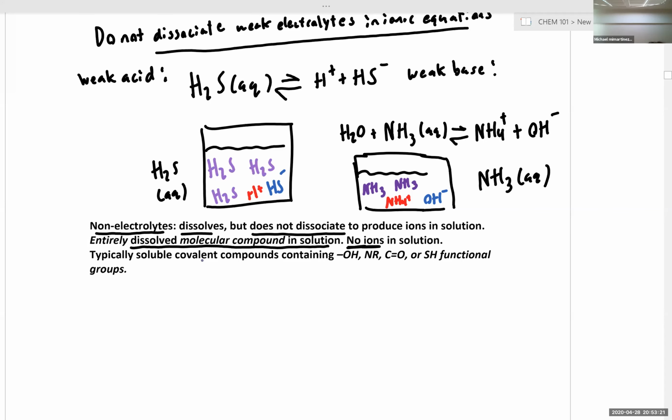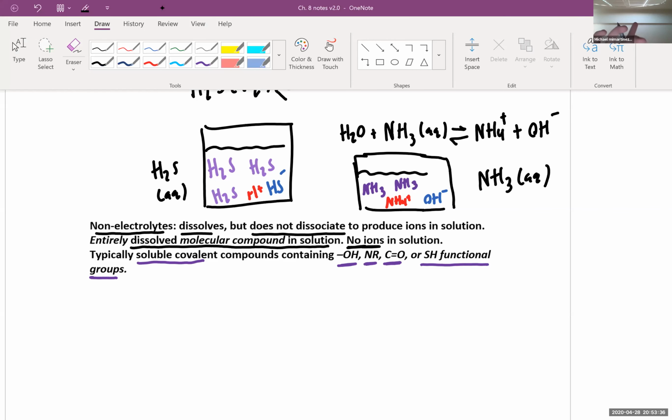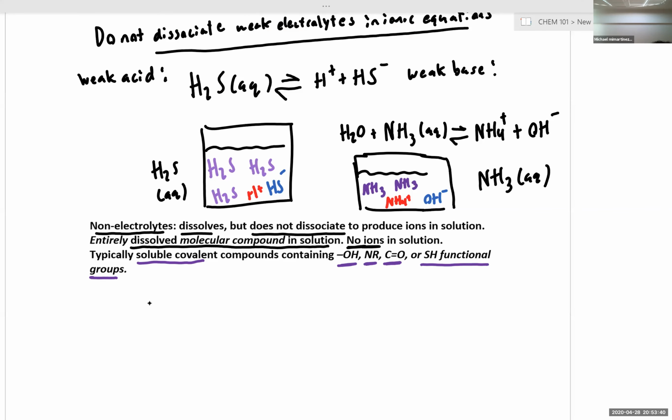These are soluble covalent compounds containing an OH, NR, CO or SH functional group. So examples of this that we come across pretty regularly in our discussion are alcohols. Oops, one moment.